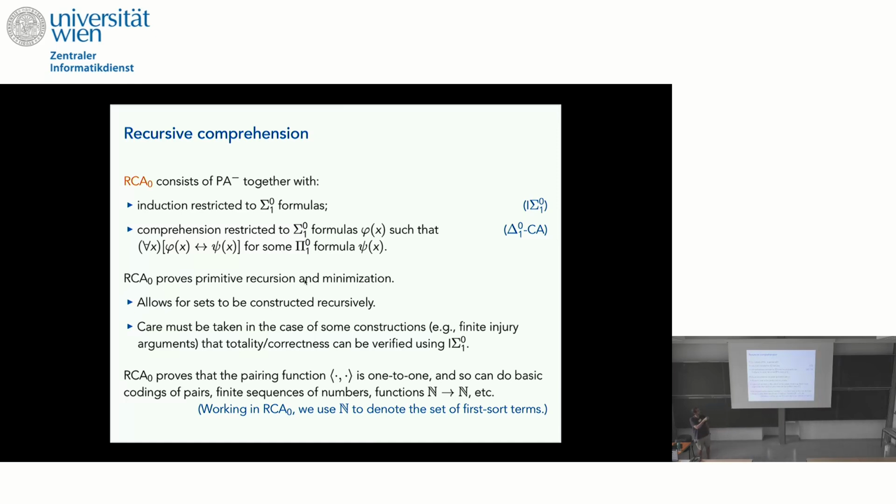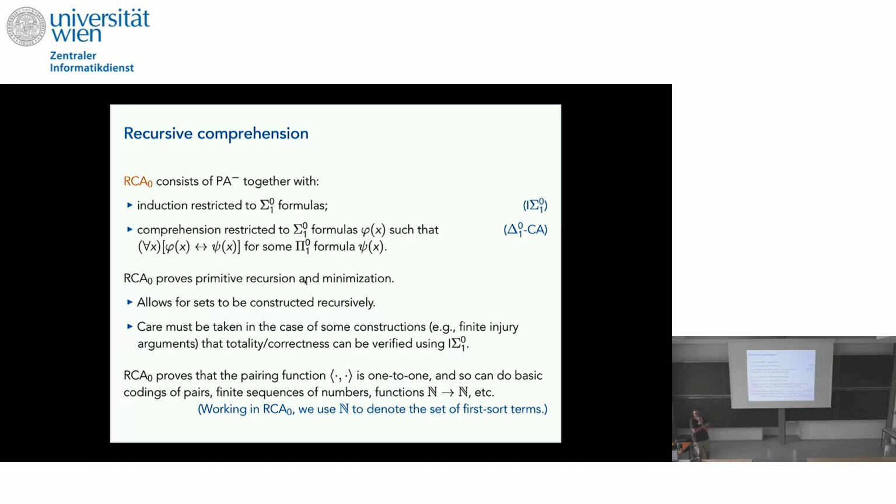Okay, so what's RCA0? It has the algebraic axioms, PA minus. It's going to have induction restricted just to sigma 1 formulas, right? That's what the 0 stands for. And it has comprehension restricted to delta 1 formulas, so sigma 1 formulas phi which are provably equivalent to some pi 1 formula psi. For those kinds of formulas, we can form the sets defined by those formulas. Okay? So RCA stands for recursive comprehension axiom, right?